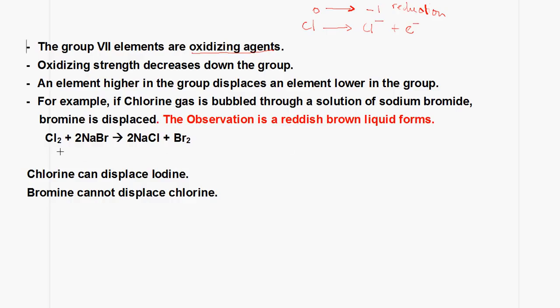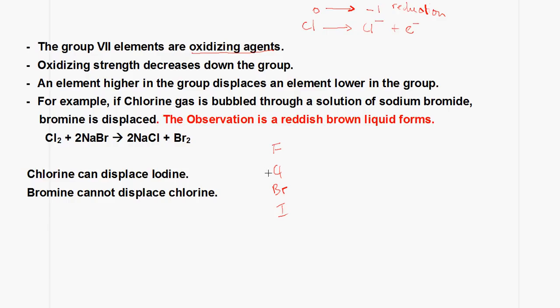You also need to be familiar with this equation. So Cl2 plus 2 NaBr produces 2 NaCl plus Br2. So just remember what the elements are. You have fluorine, chlorine, bromine, and iodine. And what we are saying is that the one higher up in the group is able to displace the one lower down in the group.